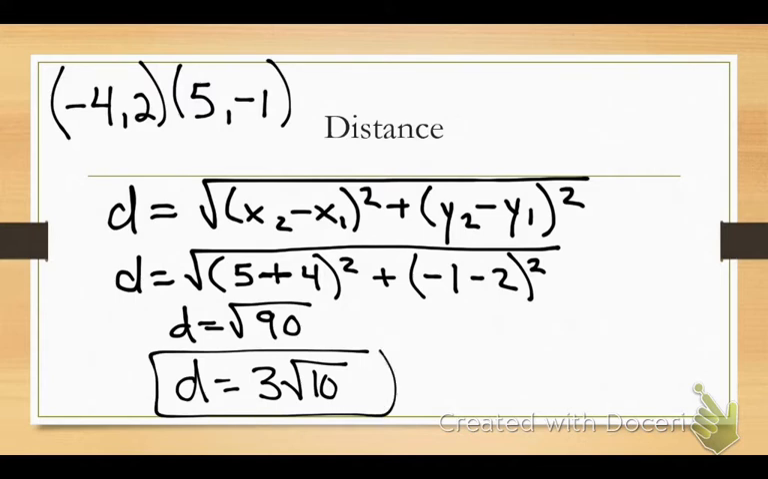9 times 10 is 90, and 9 is a perfect square. So they took the square root of 9 to get 3. That's why 3 is on the outside. All right, so you do need to know.